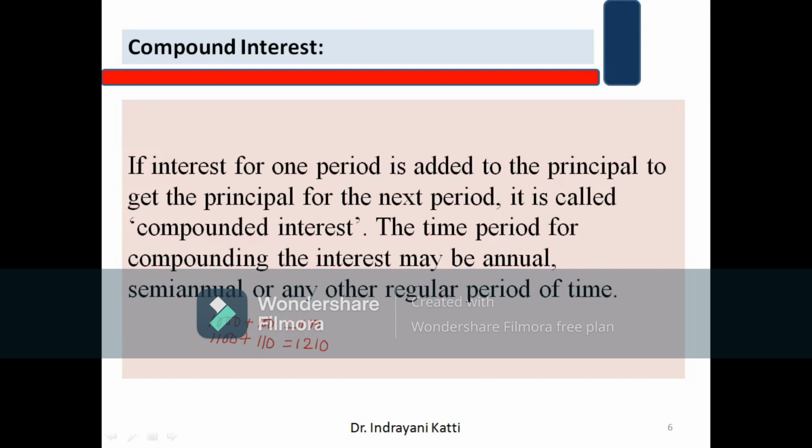So this is what happens when the interest part is added to the principal: the principal amount becomes 1100. This is what compound interest is. Next year, no problem, no confusion here. It is 10% only, but not 10% on rupees 1000, but 10% on rupees 1100. So that's why the interest part is 110 rupees. Okay, so this is what is called compound interest.